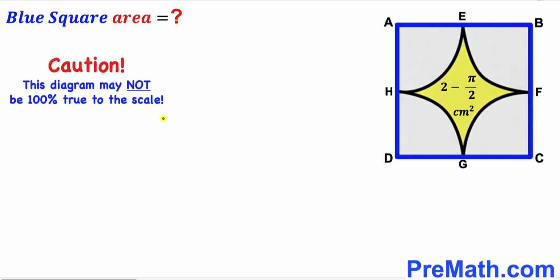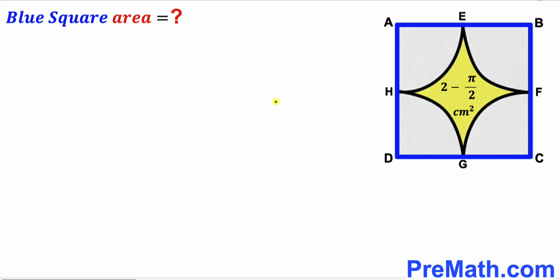Please keep in mind that this figure may not be 100% true to scale. Let's go ahead and get started, and let's focus on this quarter circle with the center A. We can see that AE is the radius of this quarter circle, so I'm going to label this one as lowercase r. And likewise, AH is the radius of the very same quarter circle, so I'm going to label that one as lowercase r as well.